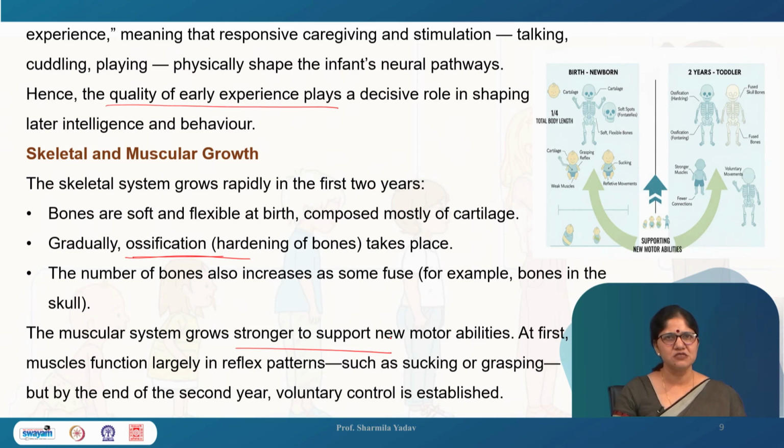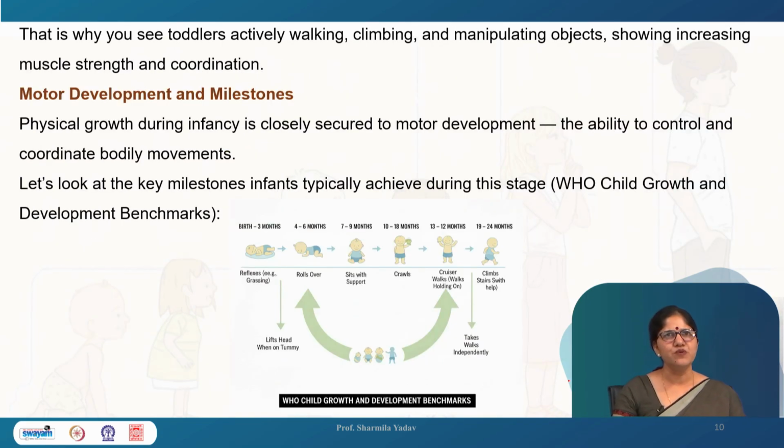At first, muscles function largely in reflex patterns, such as sucking or grasping, but by the end of the second year, voluntary control is established. That is why you see toddlers actively walking, climbing, manipulating objects, showing increasing muscle strength and coordination.